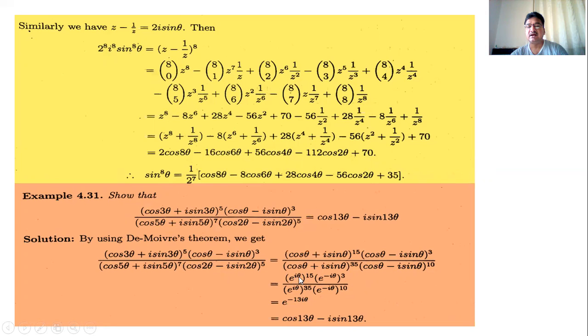E raised to i theta, 15 minus 35. What is the answer? Minus 20. E raised to minus 20 i theta. And this is e raised to minus i theta raised to 10, which means e raised to i theta raised to minus 7, that is e raised to 7 theta, and then minus 20 plus 7 becomes minus 13 i theta. That is cos 13 theta minus i sin 13 theta, by using the expansion of e raised to minus 13 i theta in polar form.